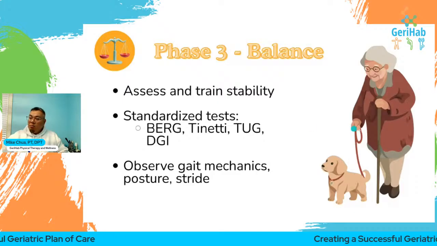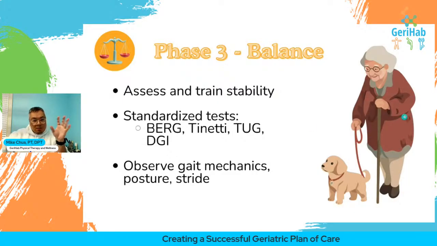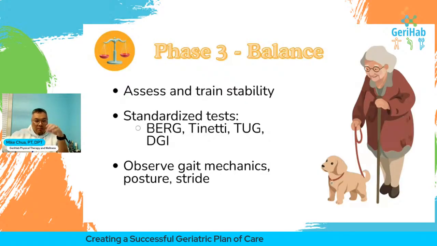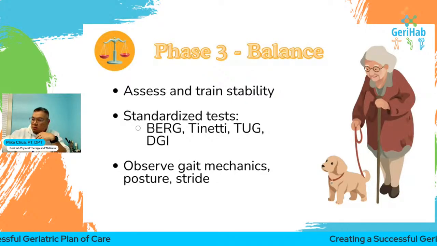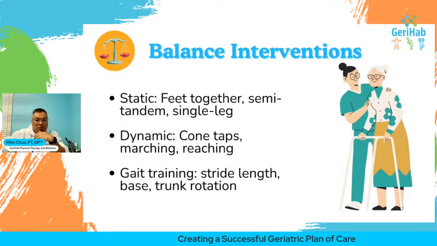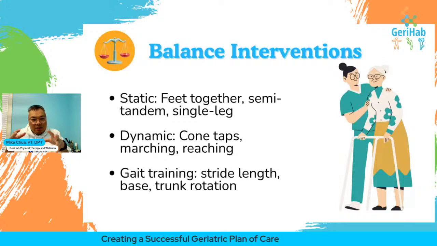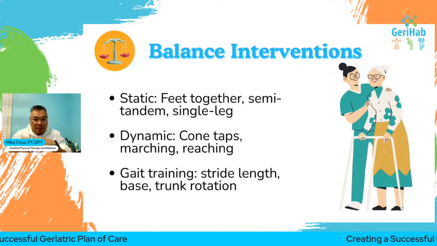All right, your Berg, Tinetti, TUG, DGI. Okay, and this can switch back and forth between PT and OT. You just have to talk about which one they're going to use. Okay, all right. So again, some balance interventions that you can do. You can do static: feet together, semi-tandem, single leg. And again, that's part of your Berg Balance and Tinetti test too.